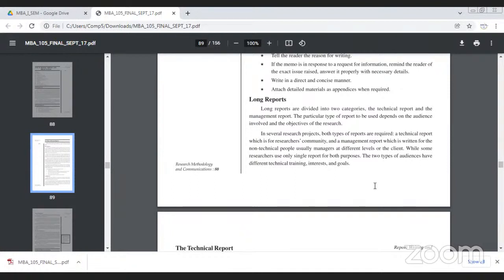A technical report is for the research community, and a management report is written for non-technical people, usually managers at different levels or the clients. While some researchers use only a single report for both purposes, the two types of audience have different technical training, interests, and goals.